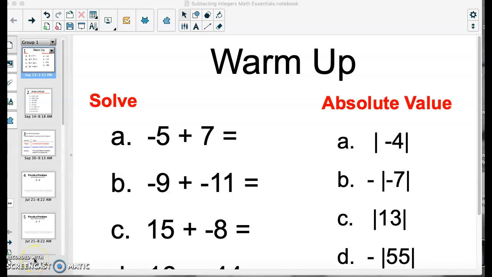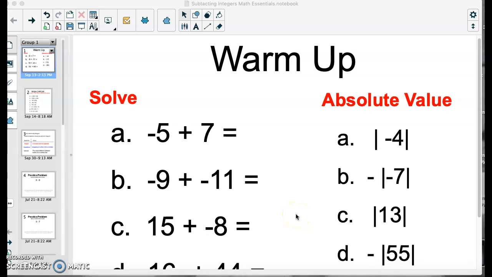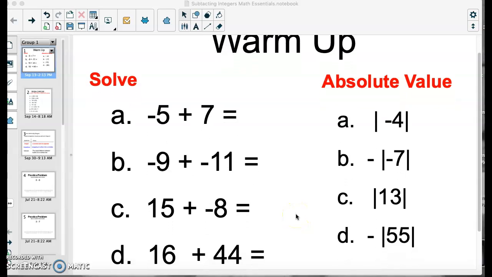Today's lesson we will be looking at subtracting integers. First is just a little warm up to get your brains thinking. In the first column you'll have the solve, so take out your pieces of paper and a pencil, pause it on this page so you can work through these 8 problems here. Solve, you're just going through and solving how to add integers like we did last week. On the right hand side, you'll be just solving the absolute value of A, B, C, and D.